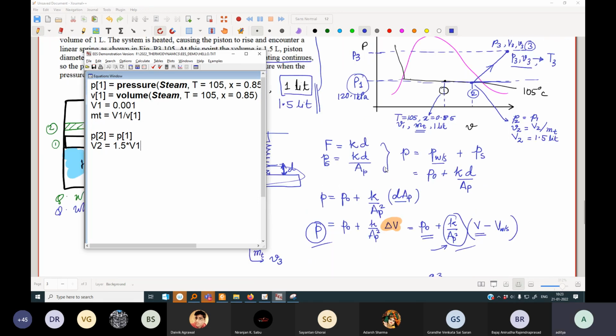Okay, what else do we know at state point 2? Total mass is known, so if V2 is this, I can write V at state point 2 is going to be the total volume at 2 divided by the total mass. So this would give me the specific volume at 2. Okay, so let's run this.